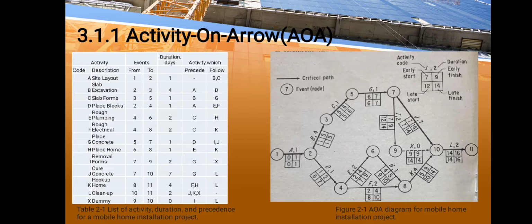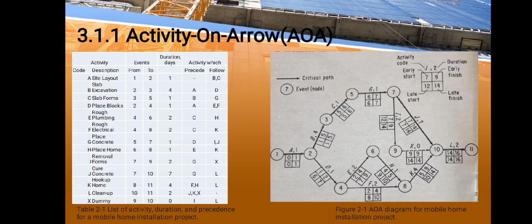Dummy. It is an artificial activity, usually represented on a diagram by a dotted line to describe the proper relationship between activities. For example, activity X in figure 2-1 is a dummy activity and indicates that activity L cannot start until both I and J are completed. It is included to avoid having two different activities possess the same from and to numbers. A dummy activity does not require any time.